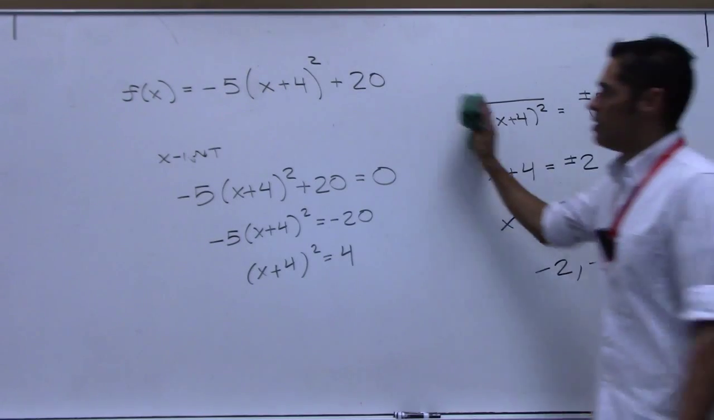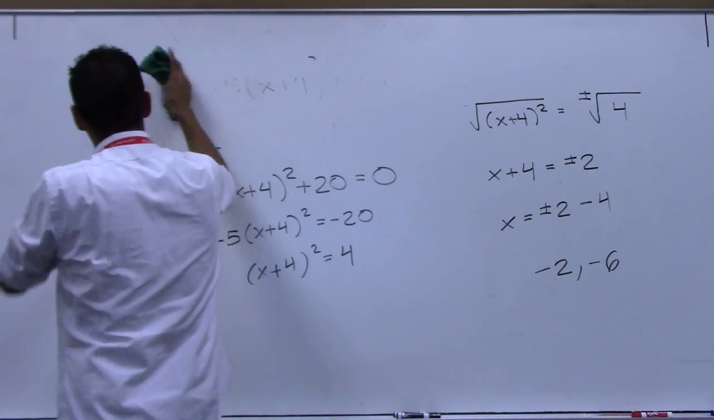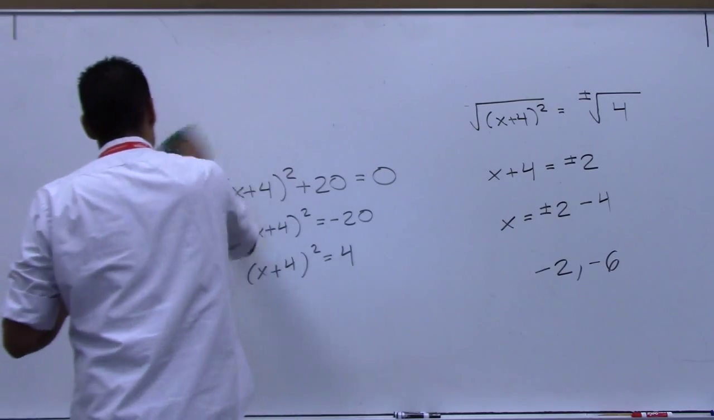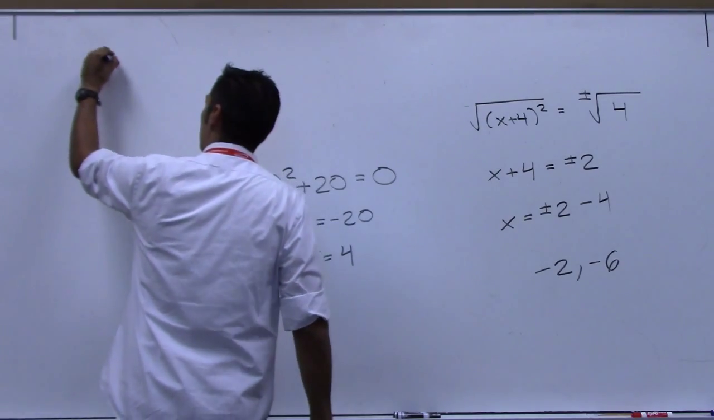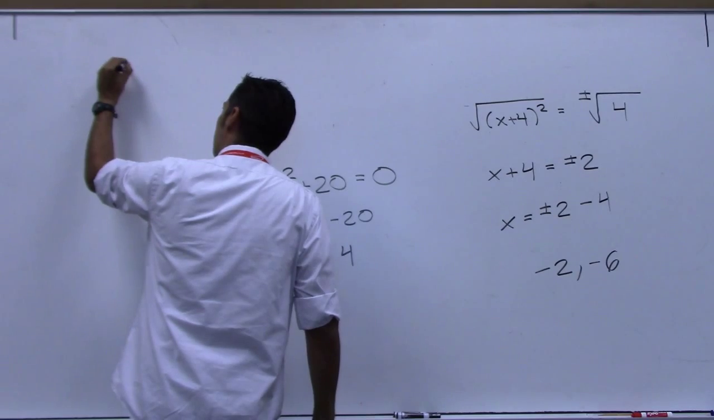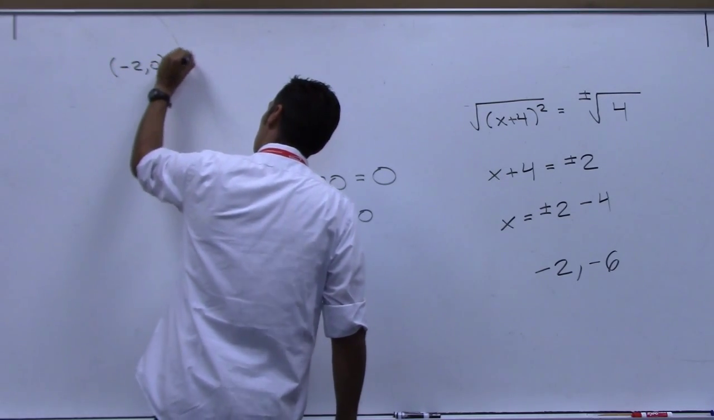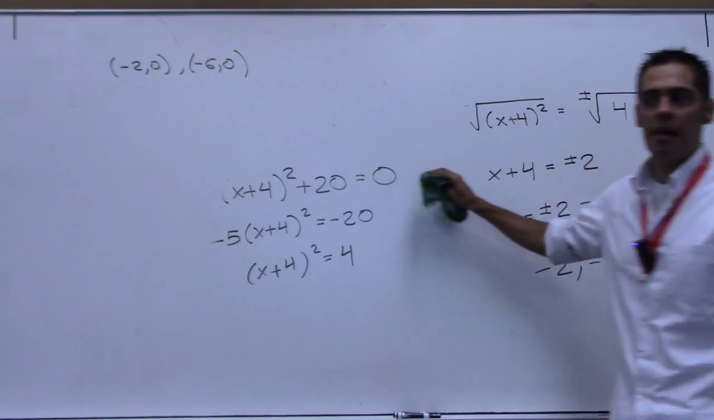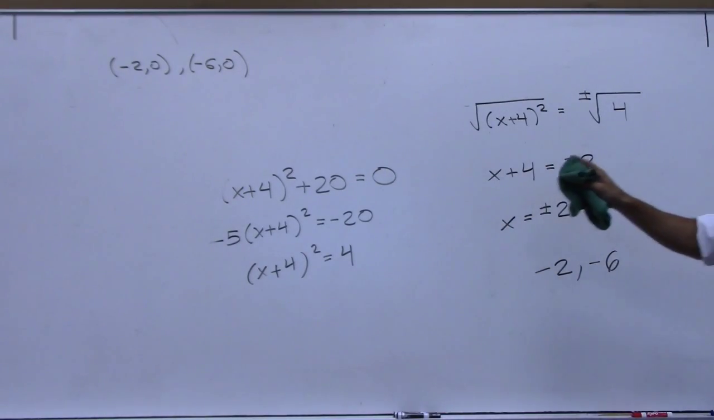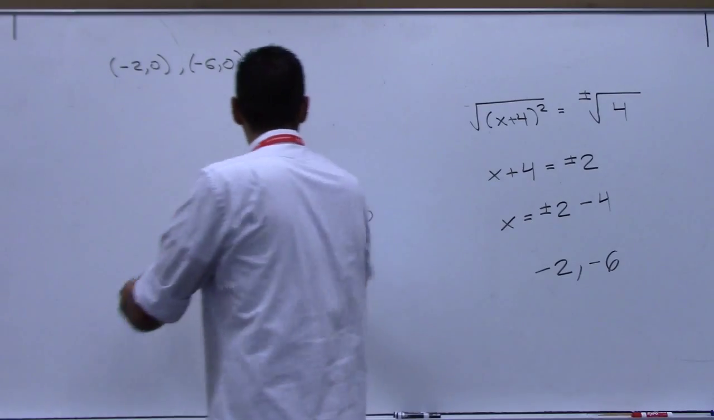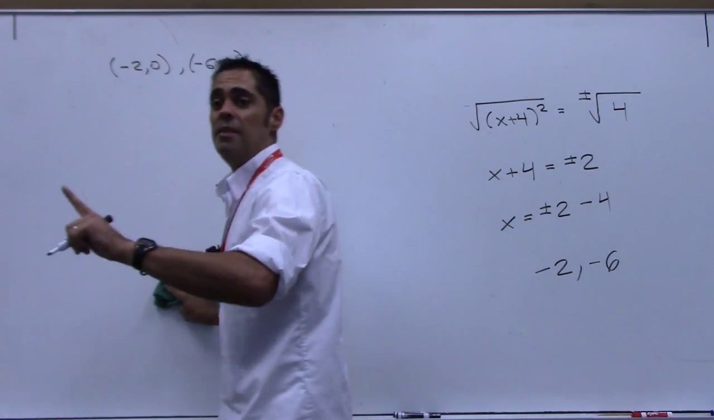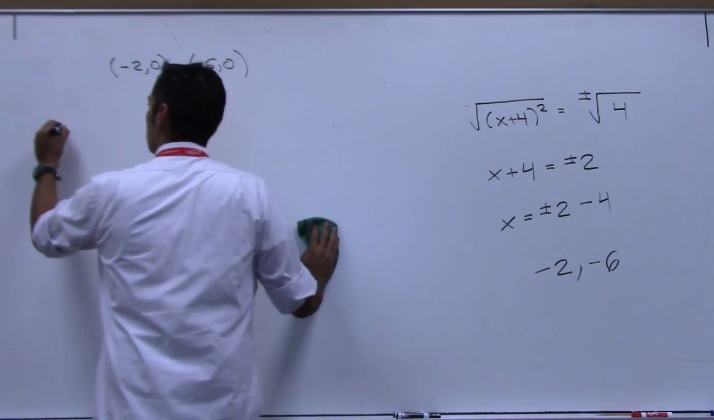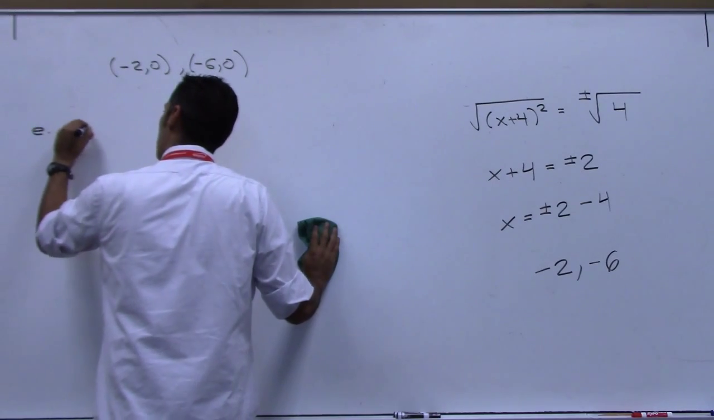So my two x-intercepts written as points are what? -2, 0, and -6, 0. What's still left to get here? I did part D. The y-intercept, and I should only have one, but I'm guaranteed to have one. So the y-intercept, this is part E.